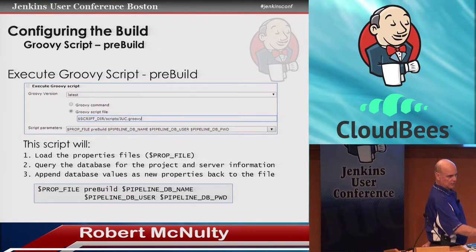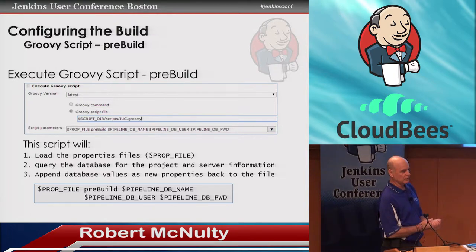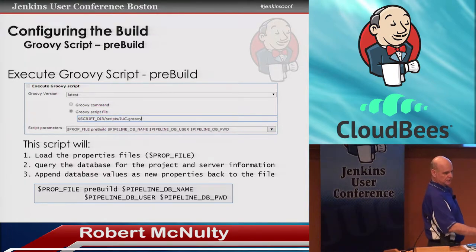So you would invoke one of the build actions, which is execute Groovy script. I know there's also execute Maven or whatever it's called. You provide the script directory, and that script directory points to that JUC Groovy subdirectory that we checked out to, scripts, and the name of this Groovy script is juc.groovy. And here we're passing it these parameters. The prop file, that's that JUC properties file we're going to load. The pre-build, which is the action the switch is going to take, and then the database parameters for connection.